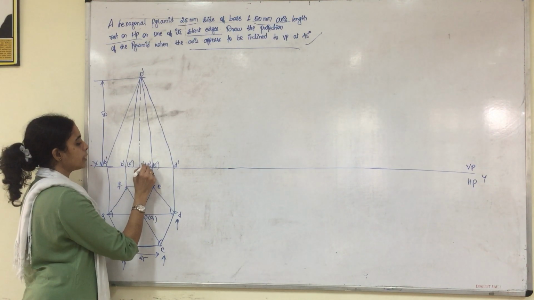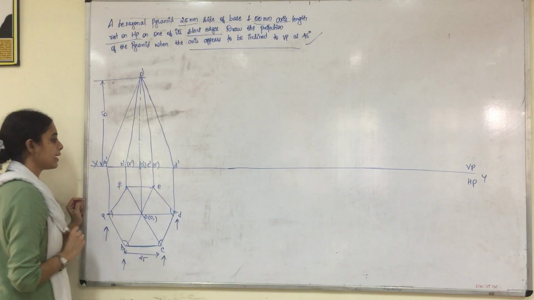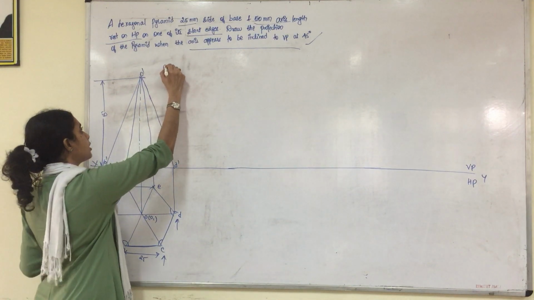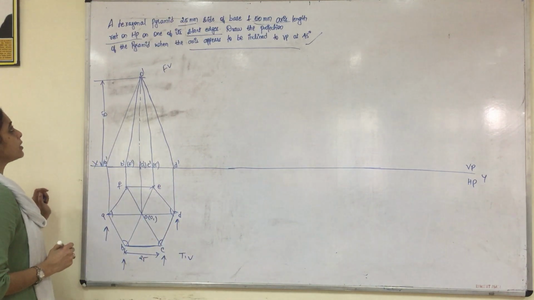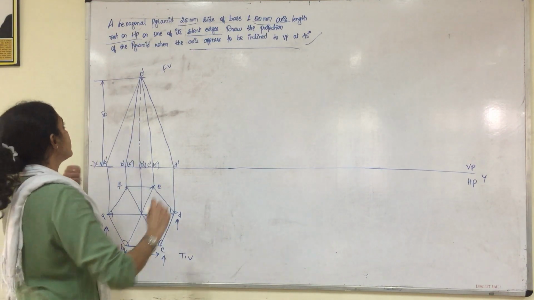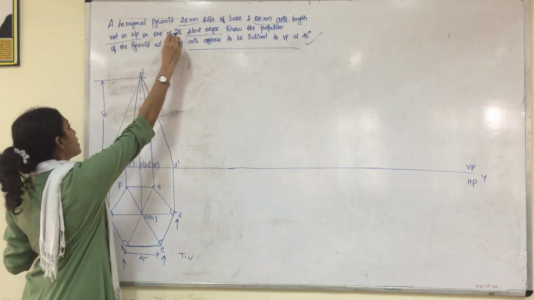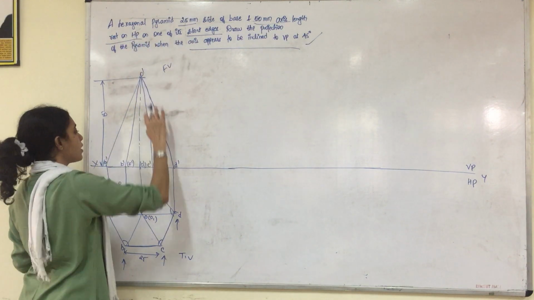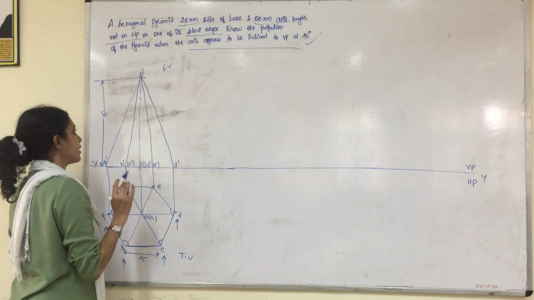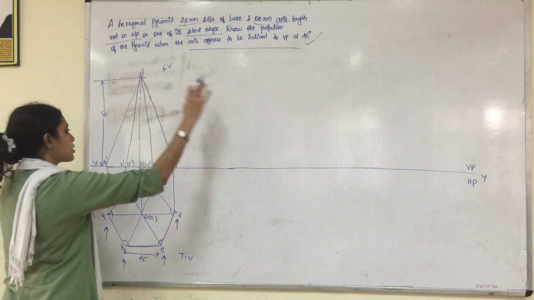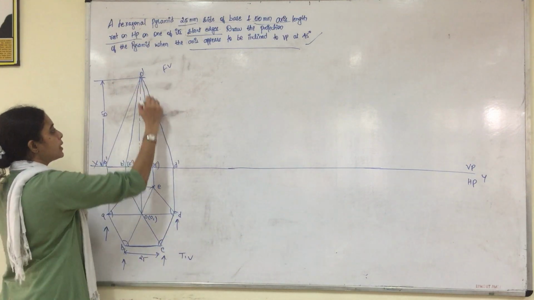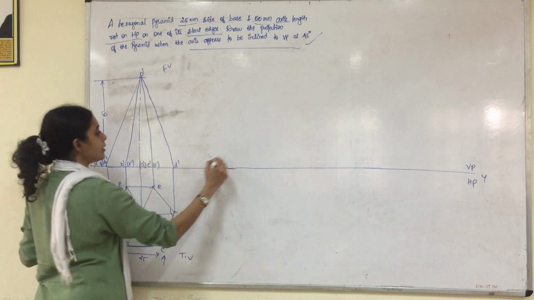So you will write O1 dash within the bracket. So this is the first stage, front view and the top view. After this, it is shown that one of the slant edges is resting on HP. So this is one slant edge and this is one slant edge. You can either fix this slant edge to the XY line or this slant edge to the XY line. I am taking this slant edge on the XY line.